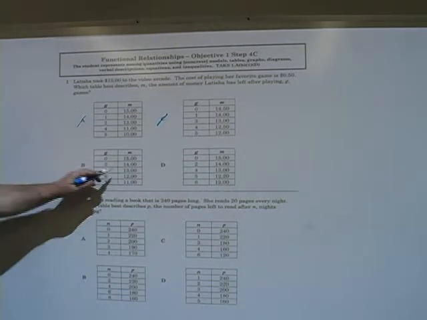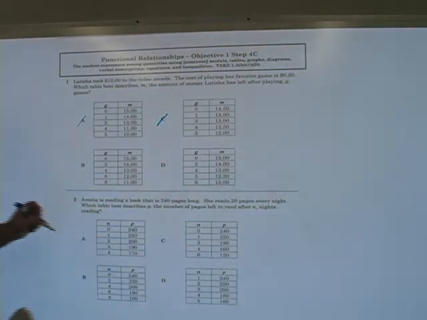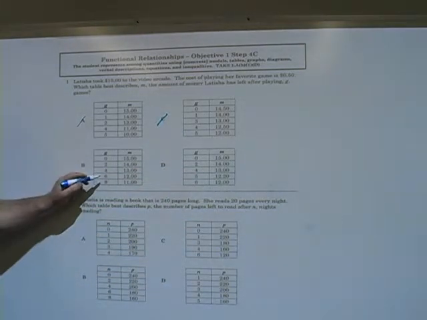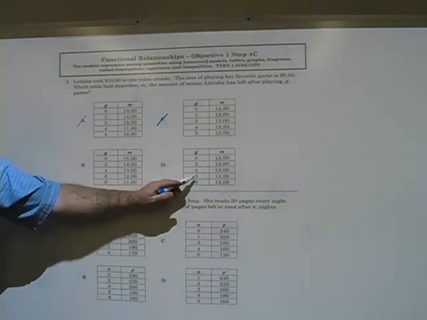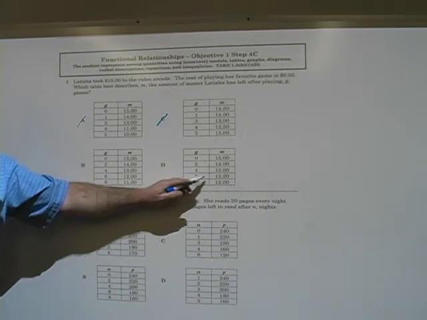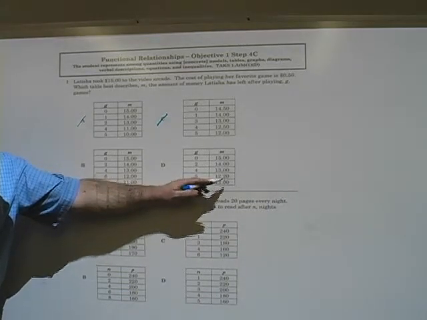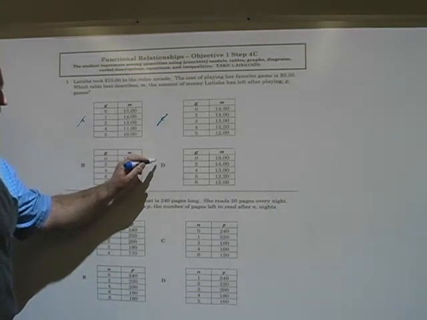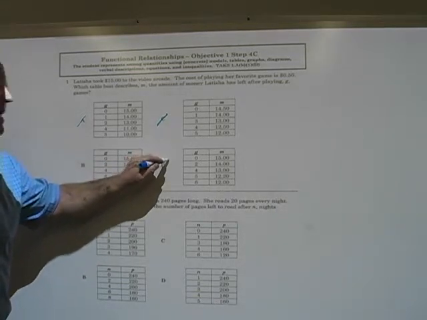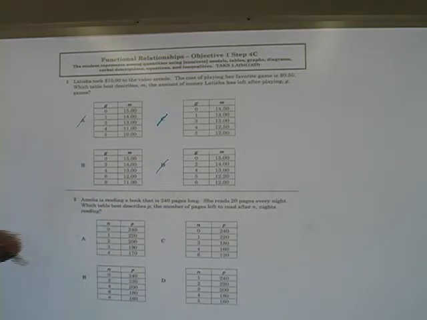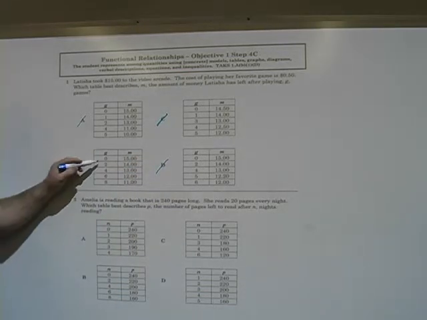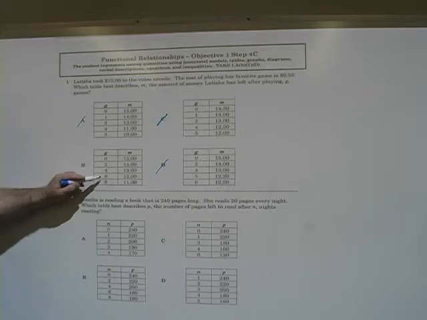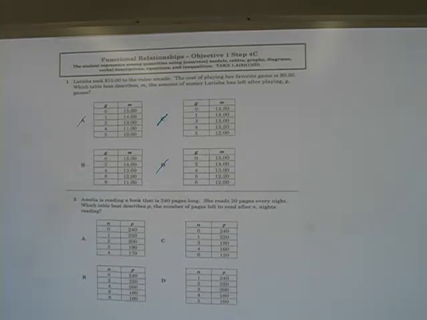After 4, 13. Okay, yeah. After 5, it leaves 12.20, but you can't have a 20 in there. It wouldn't be 12.20, would it? It would be 12.50. So we can rule it out, I'm sorry. So answer B should be right. After 4 games, $13 left. After 6, 12, and after 8, 11.